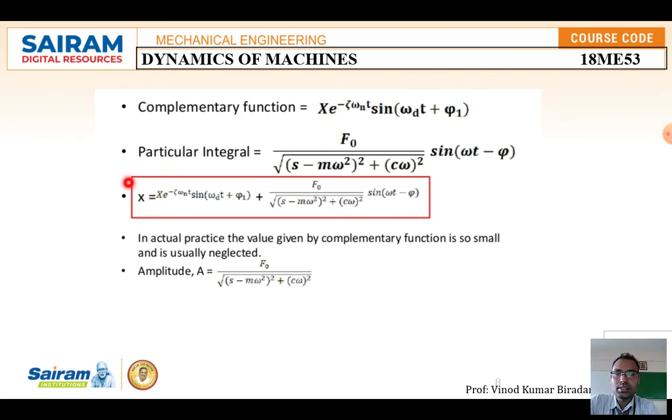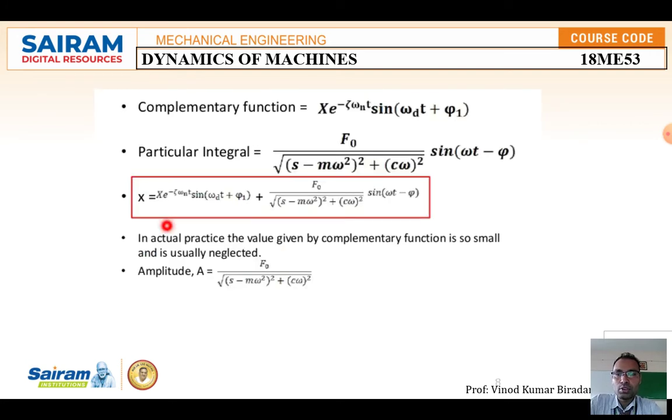So you are going to get the general solution for forced vibration: x is equal to X e to the power minus zeta omega n t sin of omega d t plus phi 1, plus F naught divided by the square root of (s minus m omega square) whole square plus (c omega) whole square, times sin of omega t minus phi. So this is the general solution for forced vibration. This is very important while solving problems. Okay, you have to remember this equation.